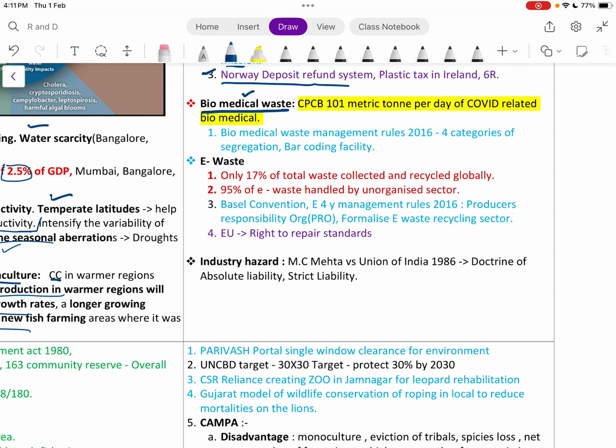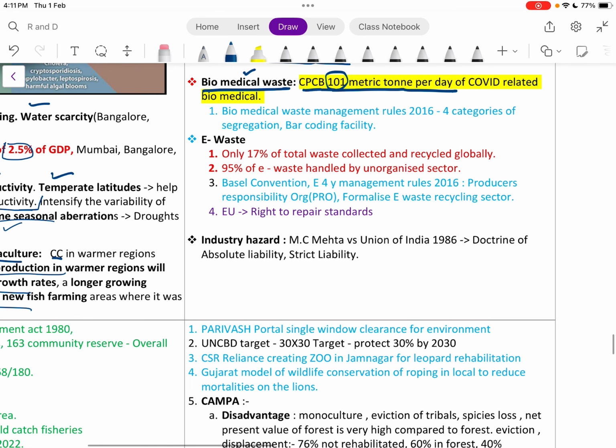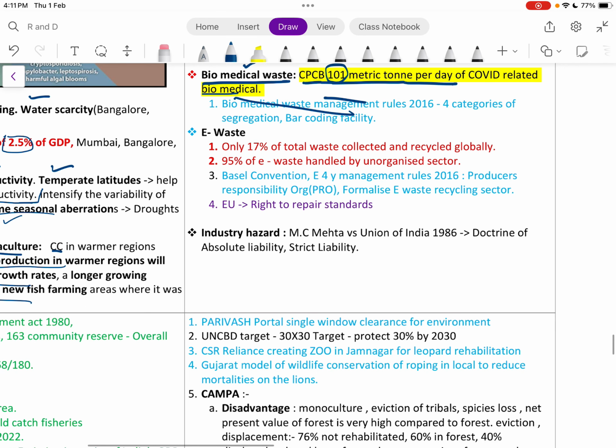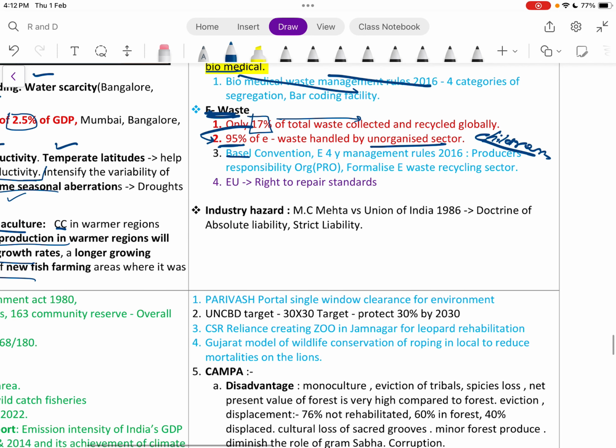Biomedical waste: Central Pollution Control Board, 101 metric tons per day of COVID-related biomedical waste. E-waste: only about 17% of the total waste collected is recycled, whereas in the case of plastic waste it is at 70%. 95% of the e-waste collected, of the 17%, is handled by the unorganized sector, that is children, women. Basel Convention, for e-waste.